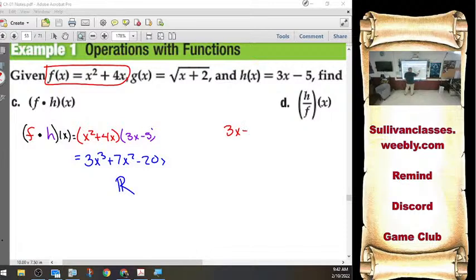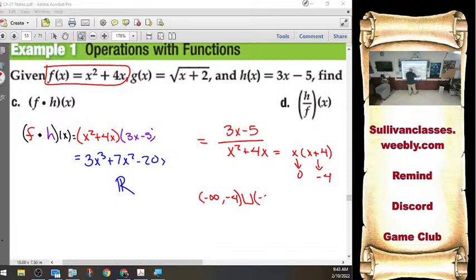Okay? Now, that is the end result. I need to turn this into x plus 4 to say that my domain excludes 0 and negative 4. Now we'll do that in interval notation. Negative infinity to negative 4, can't touch this. Negative 4 to 0, can't touch that. And 0 to infinity. Okay.